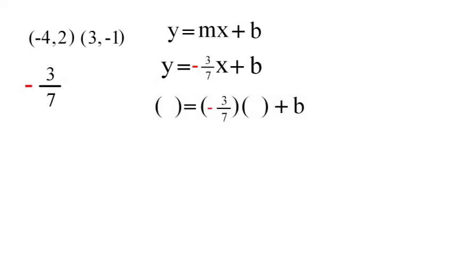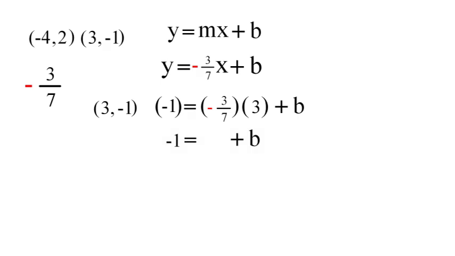Now I have to choose one of the points, so I'll pick the 3, minus 1 point and use that to find the b number. I then place the 3 from the point in place of the x in the equation, and place the minus 1 from the point in place of the y in the equation. Now I just have to do a lot of fraction arithmetic to get a number on the left side and the b by itself on the right side.